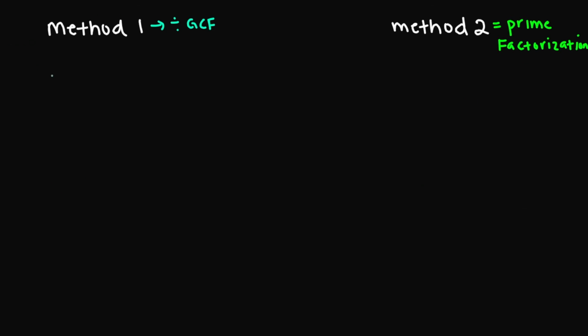So let's try negative 50 over 1,000. And I need to simplify this fraction into its simplest form. So we're going to do the same thing. We're going to factor my 50 and my 1,000.